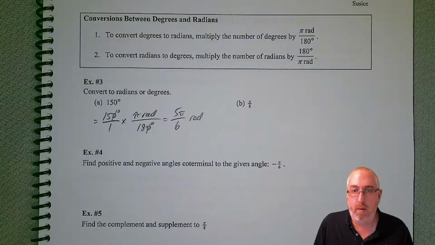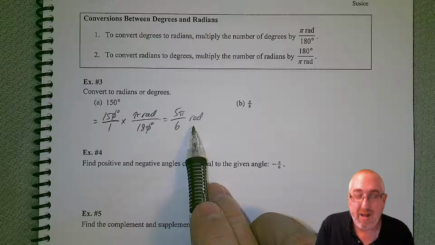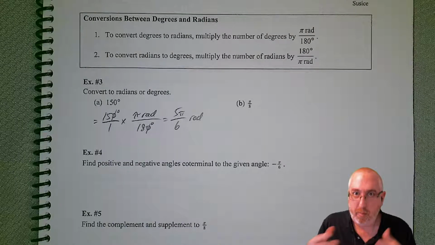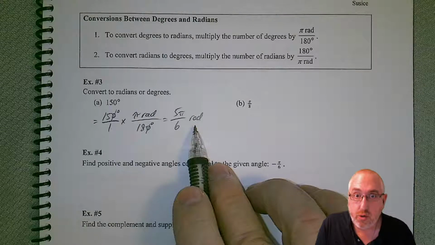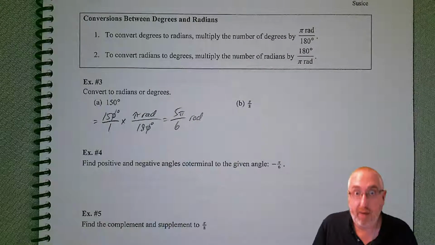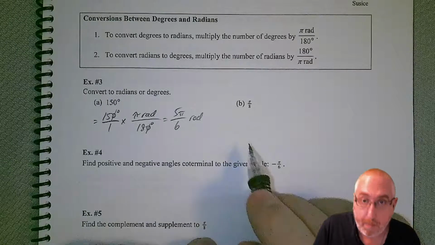Now, sometimes including the units of radians is important. Other times it's not. It depends on how the problem's worded primarily. But if you're not sure, it doesn't hurt to put that in there, so that way you know it's in radians. So in this case, we have pi over 8. It's kind of small there, I know.